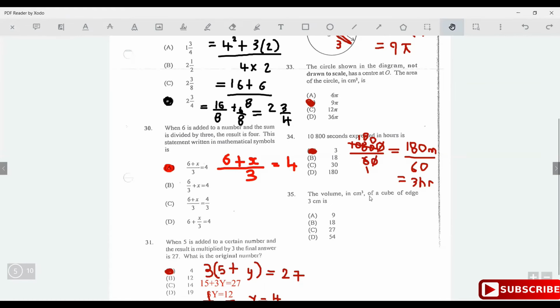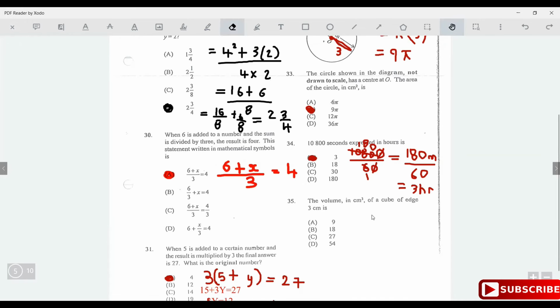Now, it says find the volume in centimeter cube of a cube of edge 3 centimeter. The volume of a cube is equal to 3 times 3 times 3. That's how you find volume. It's length times width times height, but with a cube, all the sides are equal. So the length and the width and the height are all 3. And so that is 27, the volume is 27. Nice and easy.